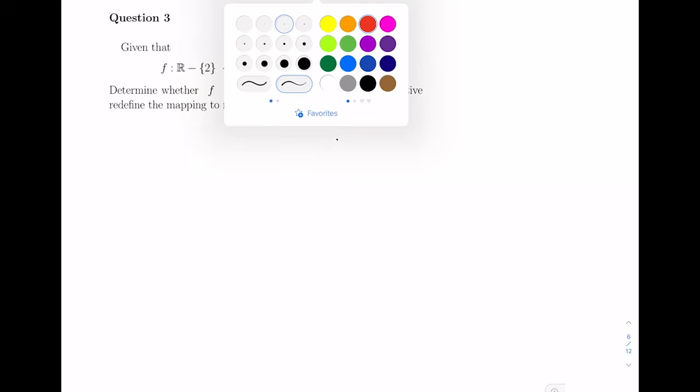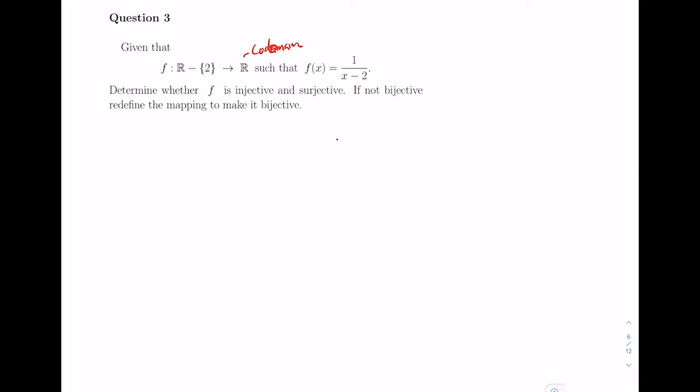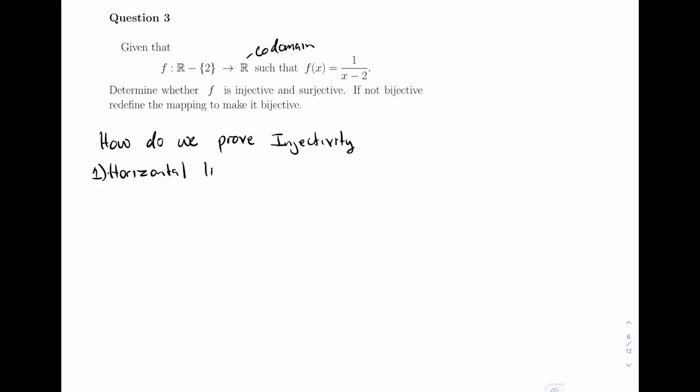Right. And without further ado, I jump in to ask my first question. How do we prove that a given function is injective? So therefore, how do we prove injectivity? And there are two methods, right? First, we have the horizontal line test, which involves using the graph and drawing horizontal lines.